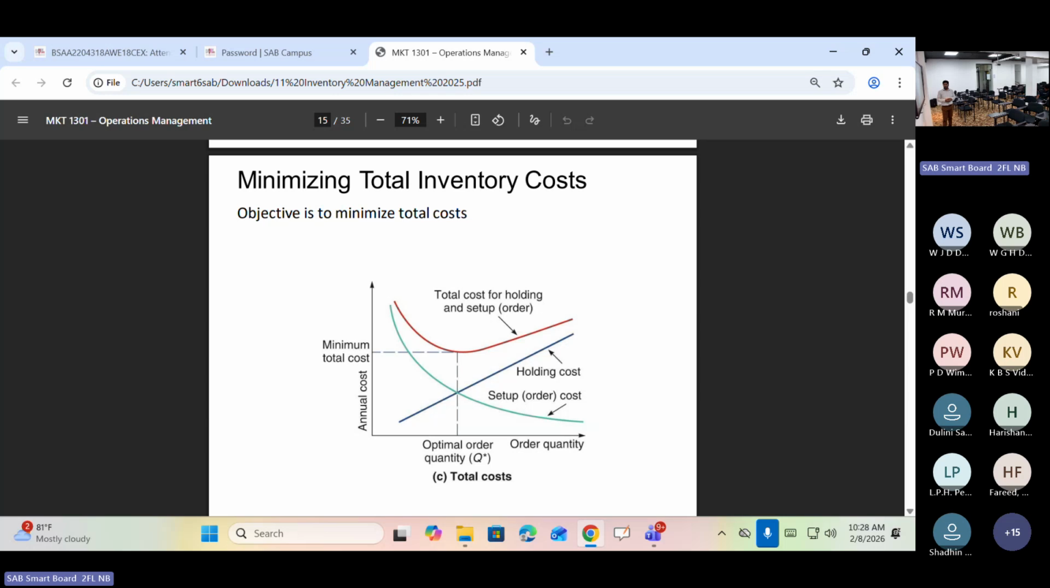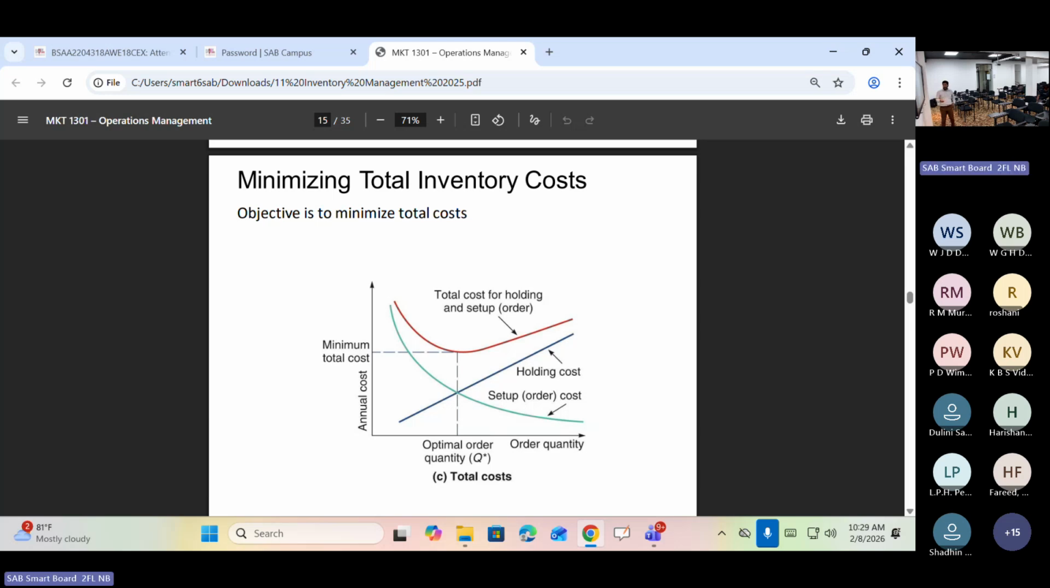Ordering cost or setup cost. So the total inventory cost, which is the total of these two, holding and setup cost, would behave like what you see in the red line. Total cost of inventory, the total of holding cost and the ordering cost. Accordingly, there's a point that minimizes the total inventory cost. So that is what we consider as the optimal order quantity that minimizes inventory management cost.